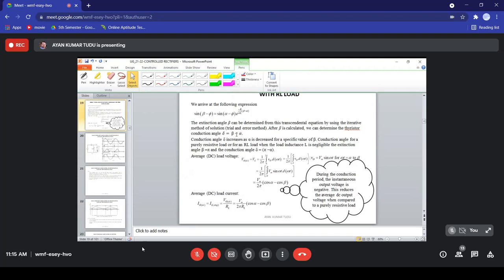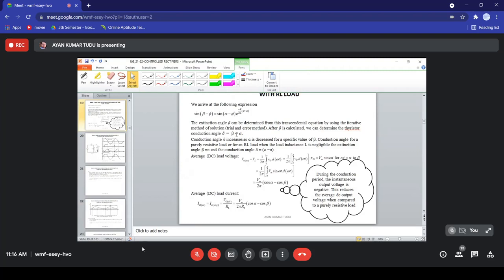As you can see from the expression delta equal to beta minus alpha, the conduction angle delta increases as the alpha value is decreased for a specific value of beta. For a purely resistive load, or for an RL load when the load inductance is negligible, the extinction angle beta will be equal to pi, and the conduction angle will be pi minus alpha. So what can we find out? The average DC load voltage.